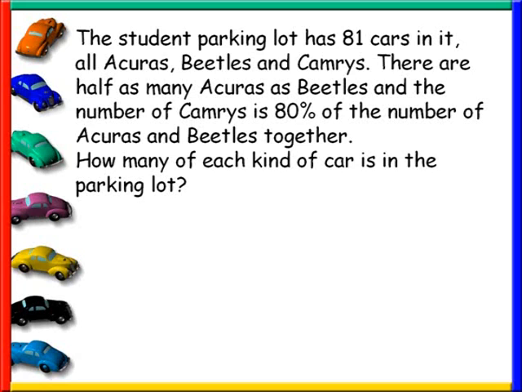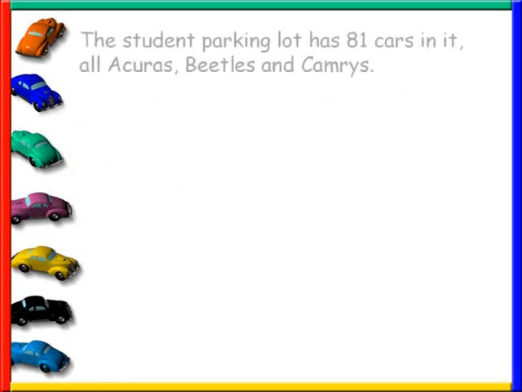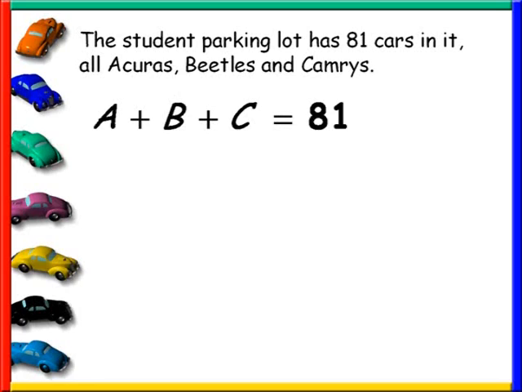Let's begin by taking each statement separately. The student parking lot has 81 cars in it, all Acuras, Beetles, and Camrys. To keep this from being confusing, we will use the letters A, B, and C to represent the number of Acuras, Beetles, and Camrys respectively. So by this statement, what we know is that the number of Acuras plus the number of Beetles plus the number of Camrys is equal to 81.